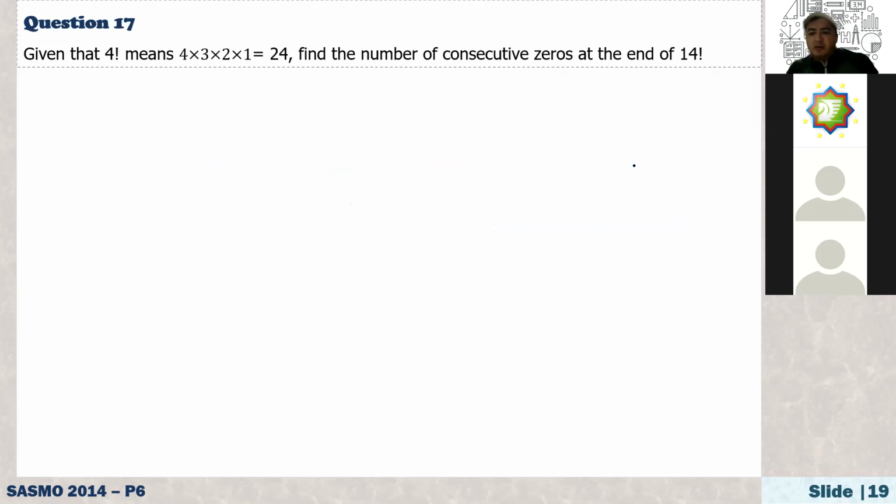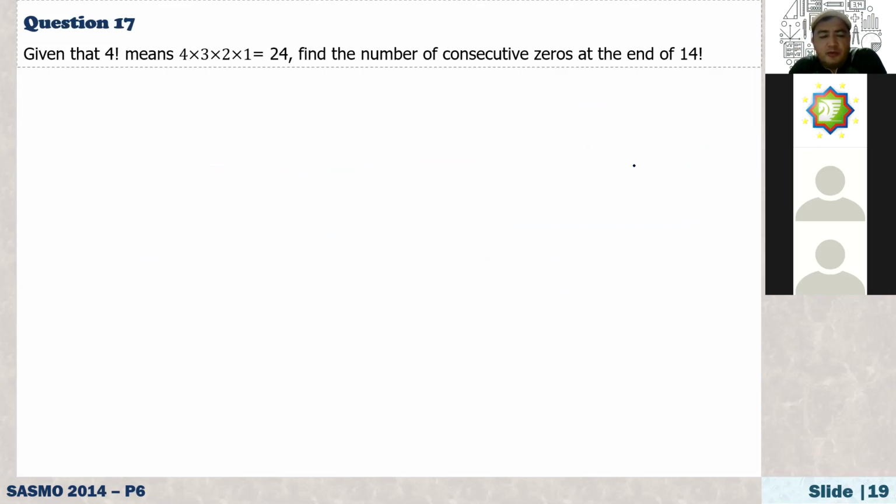All right, then read it. Okay, I read. Given that 4 factorial means 4 times 3 times 2 times 1 is equal to 24. Find the number of consecutive zeros at the end of 14.